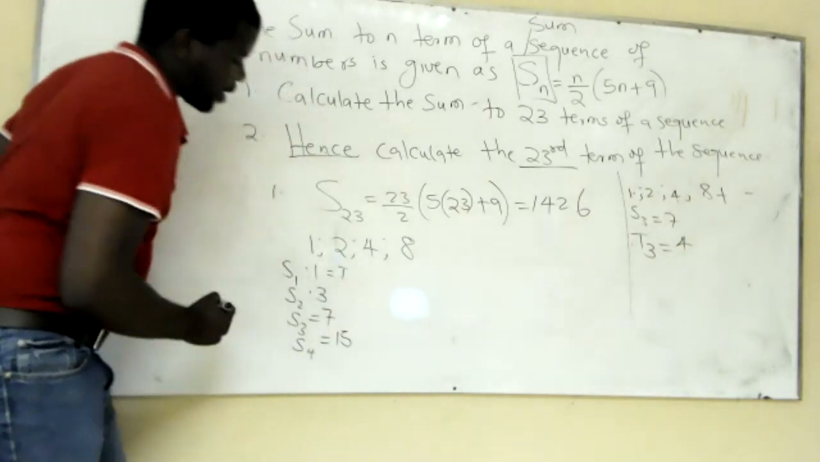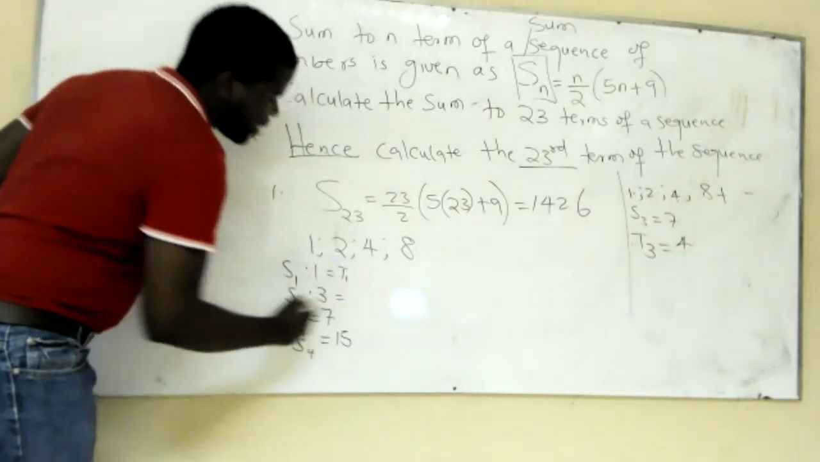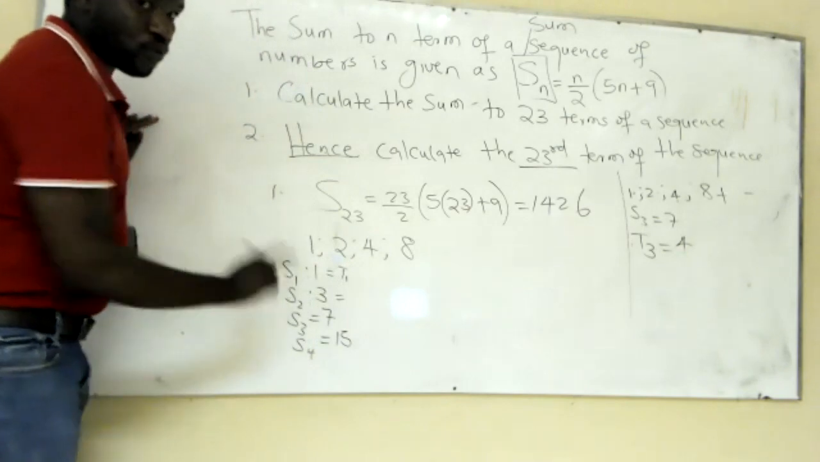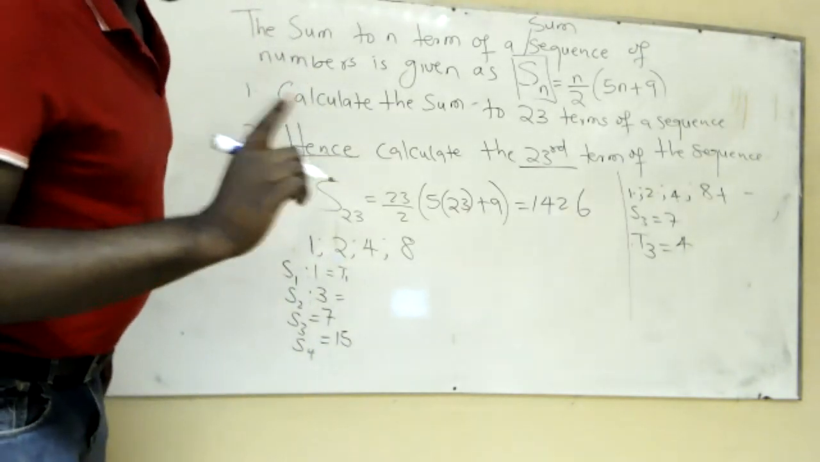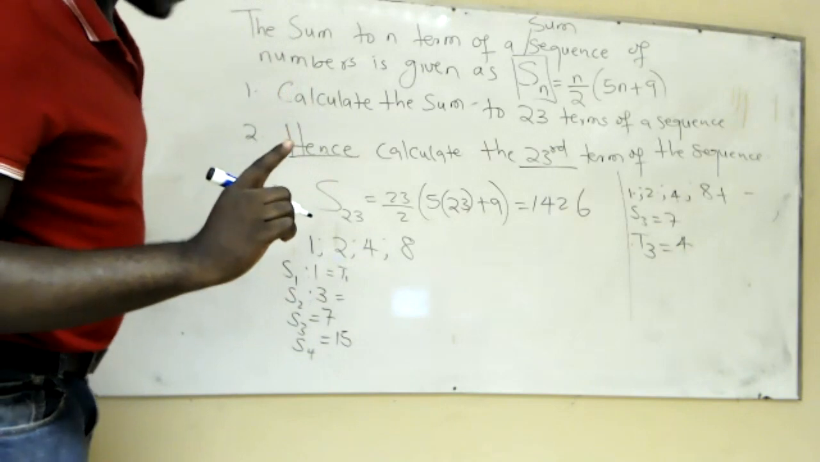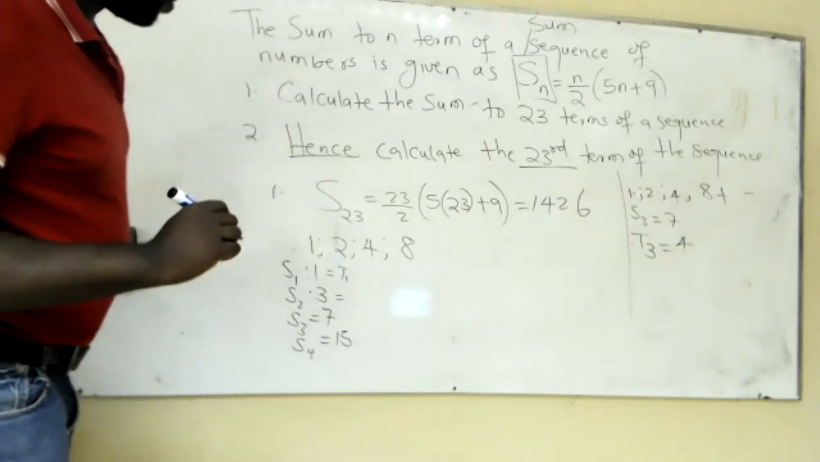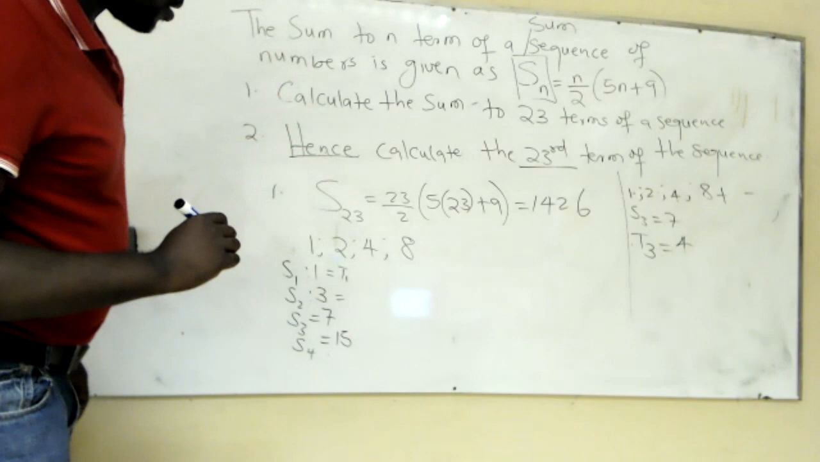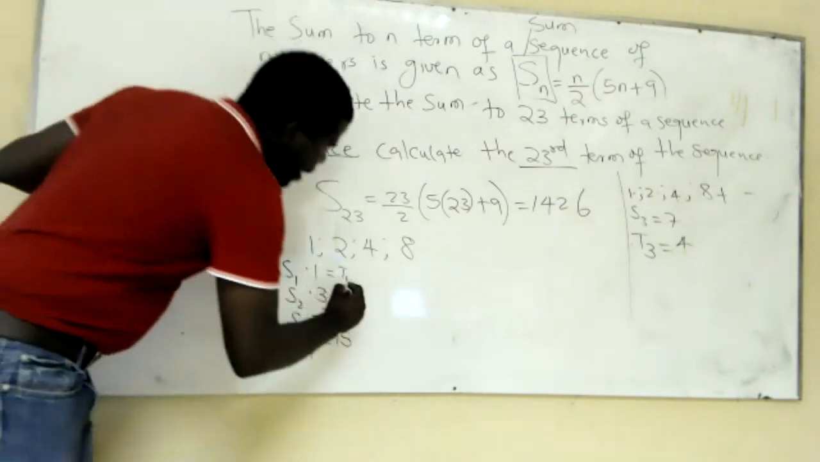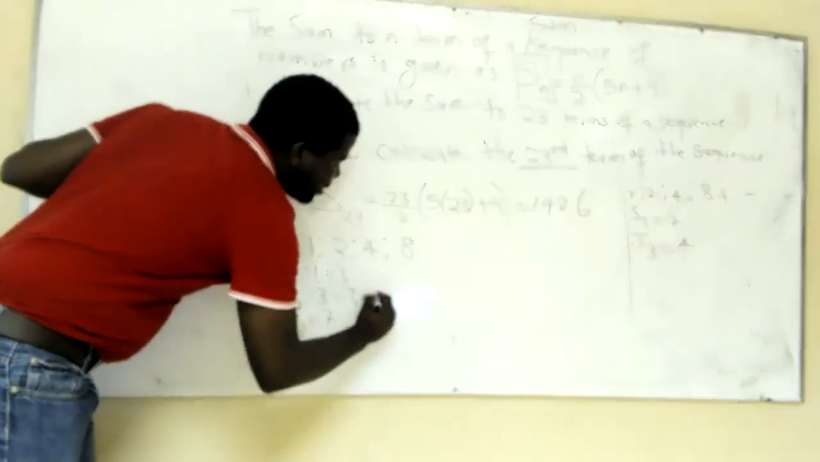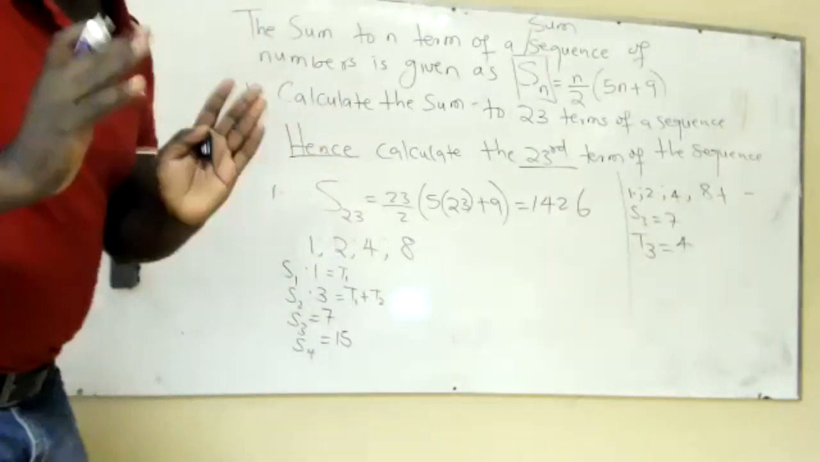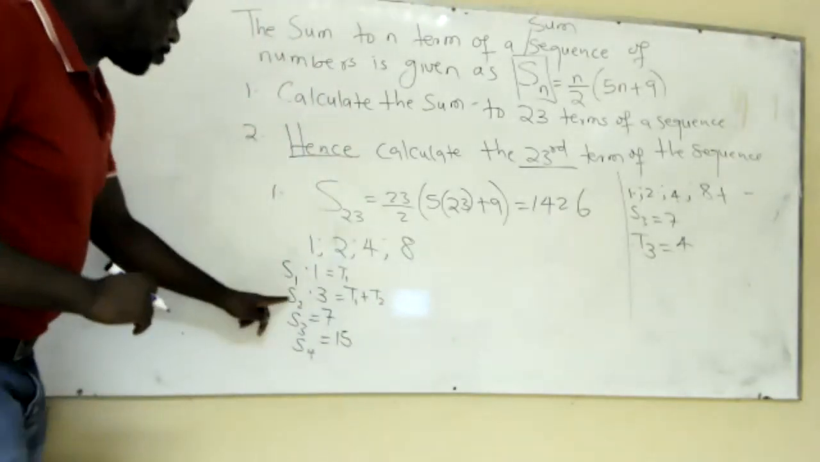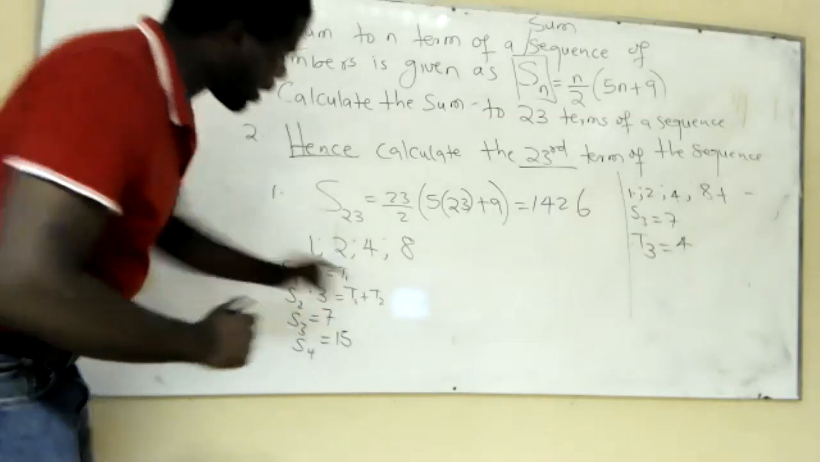S1 is T1. How did we obtain S2? That is very critical. Can anyone of you answer me on that one? How did we obtain S2? T1 plus T2. Yes, it's T1 plus T2. Take note of this, it's very, very important. S2 we obtain by adding T1 and T2.